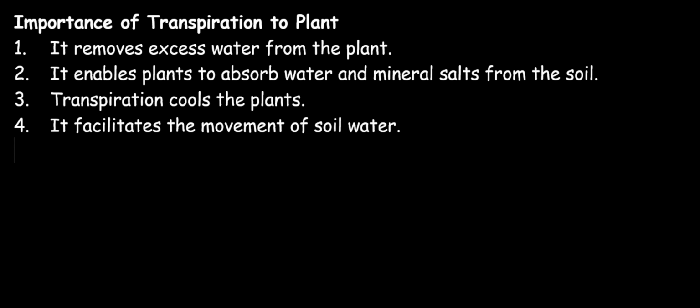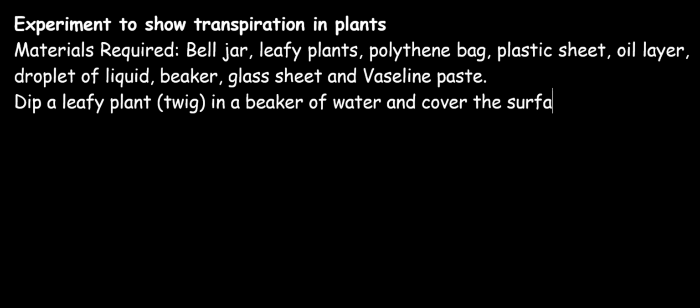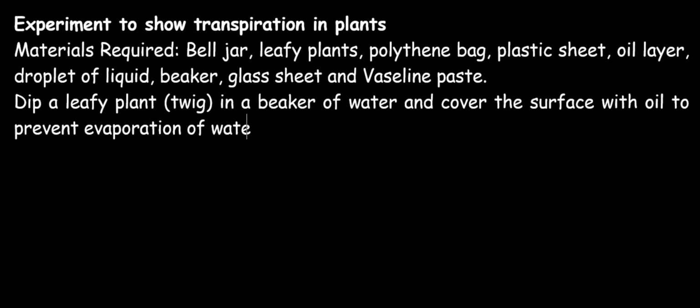Let us take a look at an experiment to show transpiration in plants. Materials required include the bell jar, the leafy plant, polythene bag, plastic sheet, oil layer, droplet of liquid, beaker, glass sheet, and Vaseline paste. In this experiment, we are going to dip a leafy plant or twig in a beaker of water and cover the surface with oil to prevent evaporation of water into the jar.